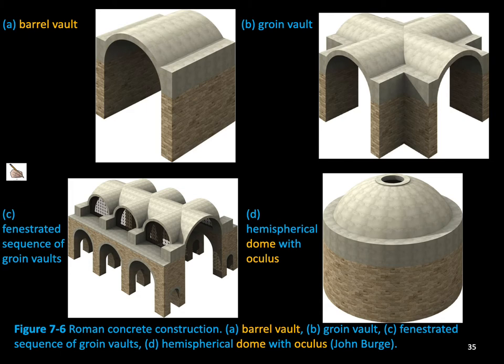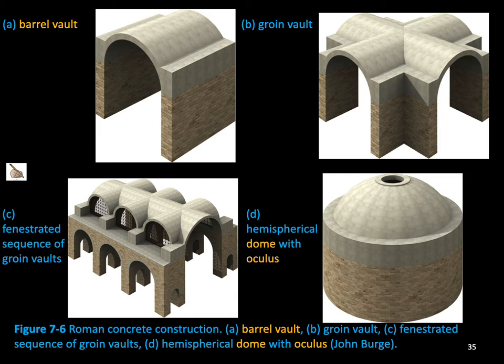Other important architectural features were vaults and domes. A barrel vault is an extension of a simple arch, creating a semi-cylindrical ceiling over parallel walls. A groin or cross vault is formed by the intersection at right angles of two barrel vaults of equal size. Fenestrated sequences of groin vaults were advantageous because concrete vaults are relatively fireproof.